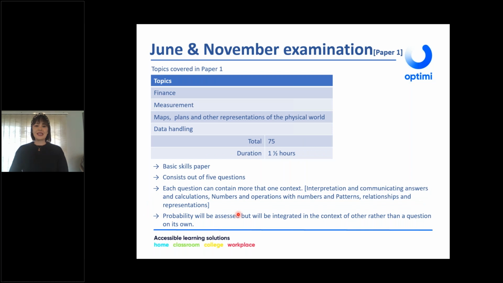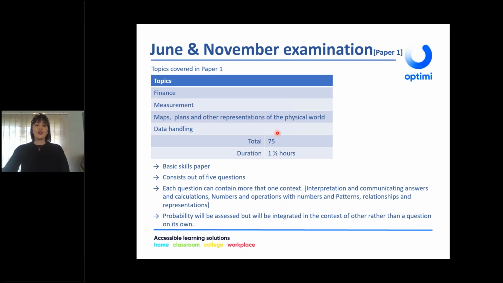All right, so now let's have a look at our June and November examinations. You will see that the structure is quite similar for both examinations. Now, paper one is going to cover the following topics: finance, measurement, maps, plans, and other representations, as well as data handling. The information that you can see here is on your November examination. So just double check on your assessment planner for the information with regard to your June examination.